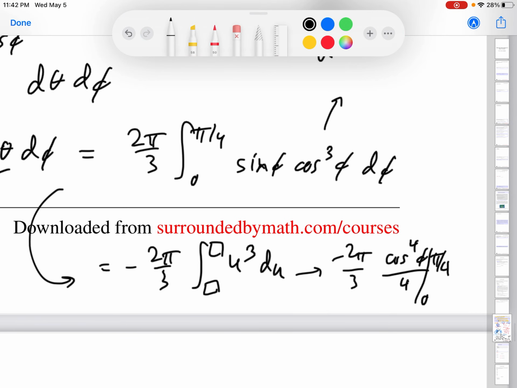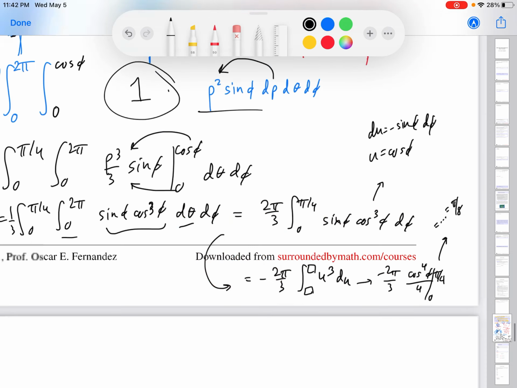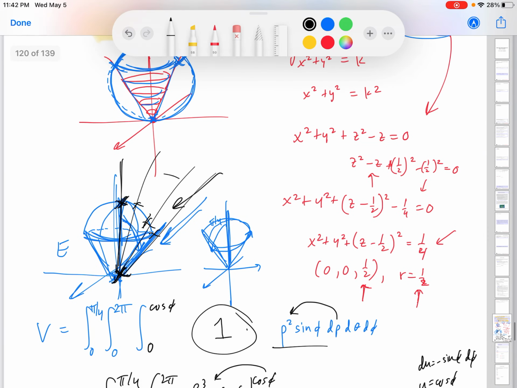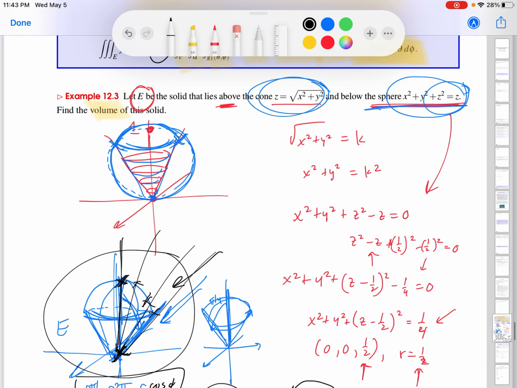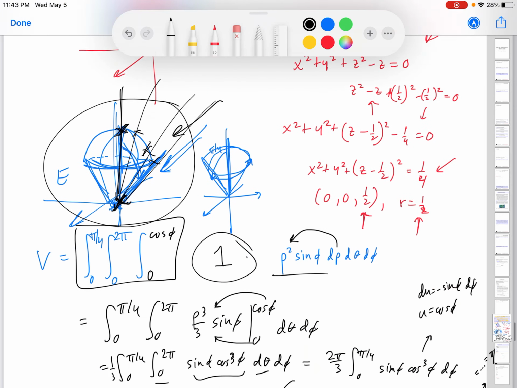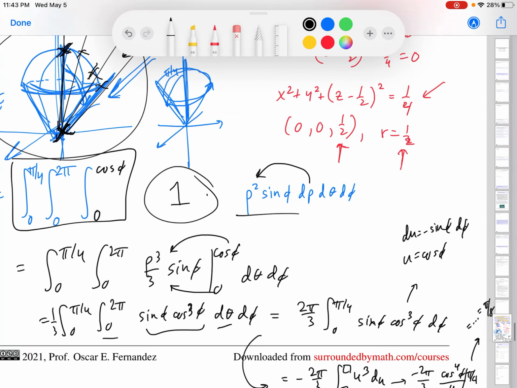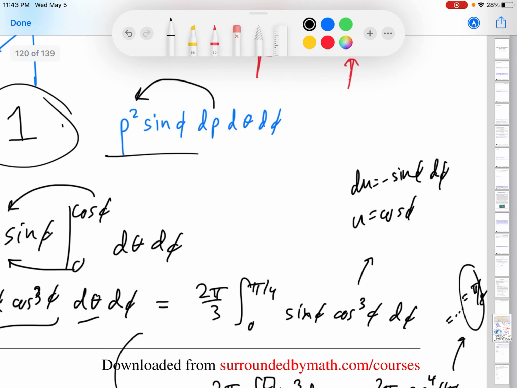To pi over 4. Perfect. And then this is, again, something that you can finish off and verify that the answer you get is pi over 8. Which in this case, again, we described the solid E using spherical coordinates. So we were out to find a volume of a solid anyway. So we have found the volume of this solid. It is pi over 8.